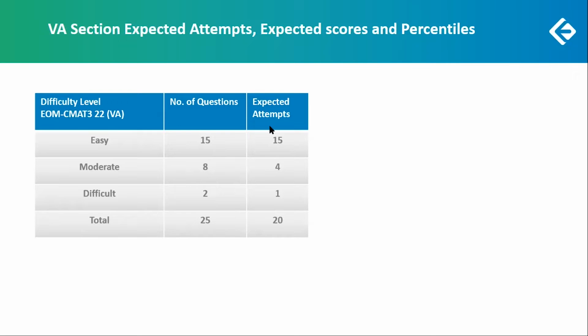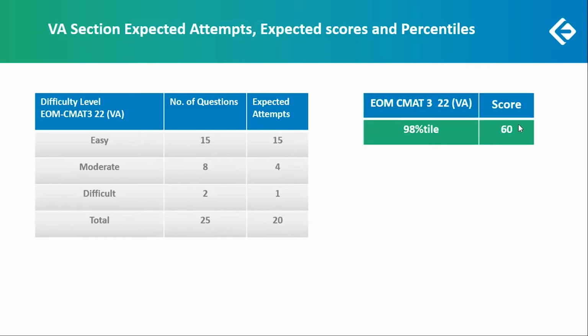So we are looking at around 20 questions that could have been attempted out of 25, and a 98 percentile figure is somewhere close to 60, which is, out of 20 attempts, we are expecting that you get 16 right, 80% accuracy, which will get you to a score of 60 if you take in the fact that you have negative marking for wrong answers as well. So 60 marks is a 98 percentile level that is expected for EOM CMAT 3 in the season 2022.